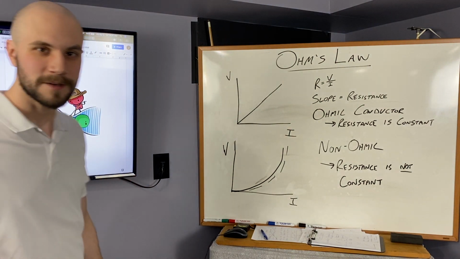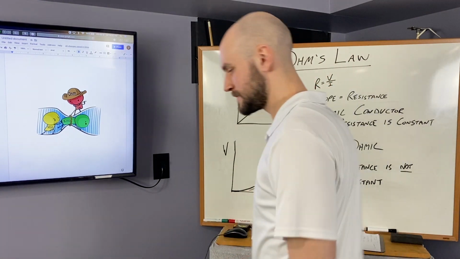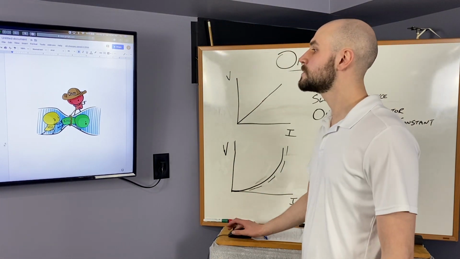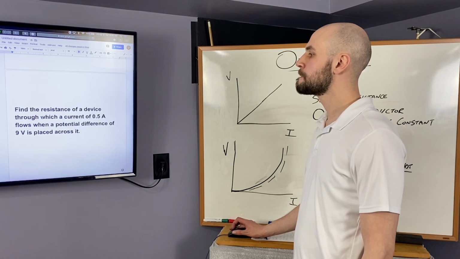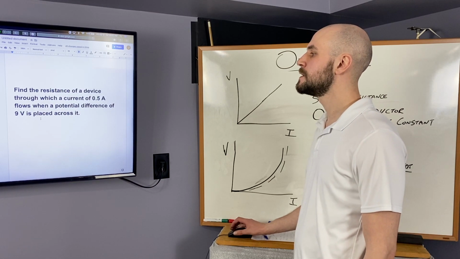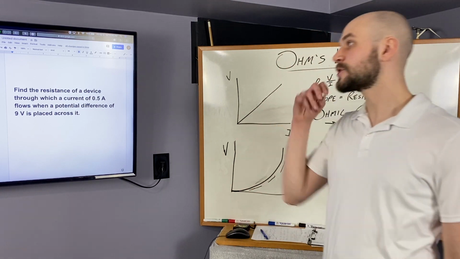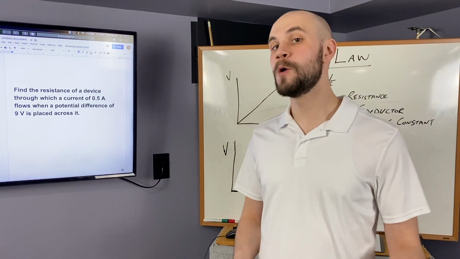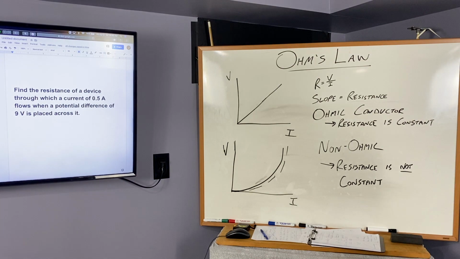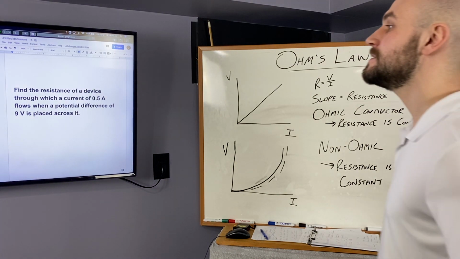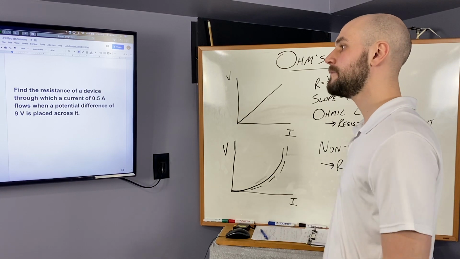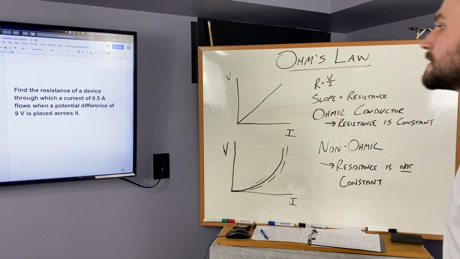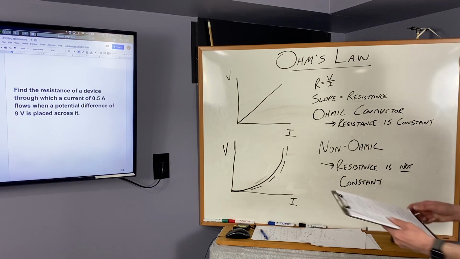All right, what do you say we try some examples? All right, for all of these examples, they're gonna be ohmic devices, so we can use Ohm's law to analyze them. Here we want to find the resistance of a device through which a current of 0.5 amp flows when you have a potential difference of 9 volts placed across it.